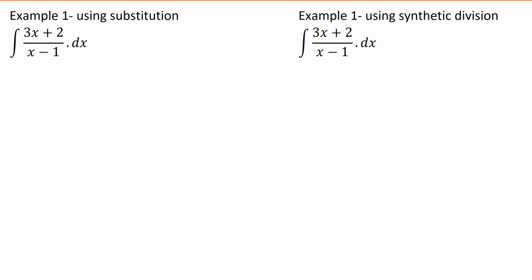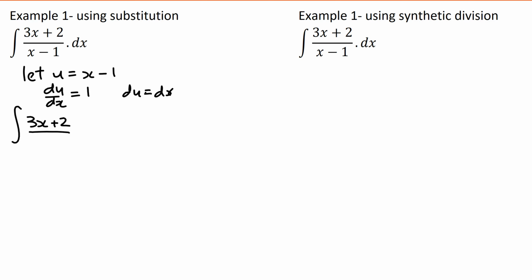Okay, so for the first one, you want to say let u equal x minus 1. Yeah, let's do that. So when we do that, we're going to do du by dx, and du by dx is 1. So therefore, we just got a straight substitution that du equals dx. So if I can write this down so far, I'm going to be integrating 3x plus 2 over u with respect to u.